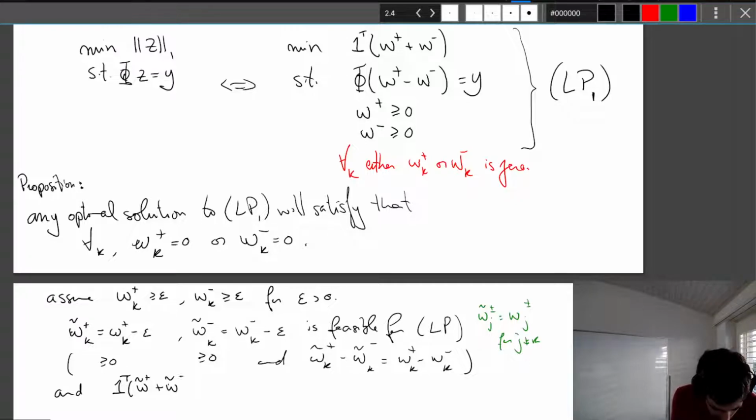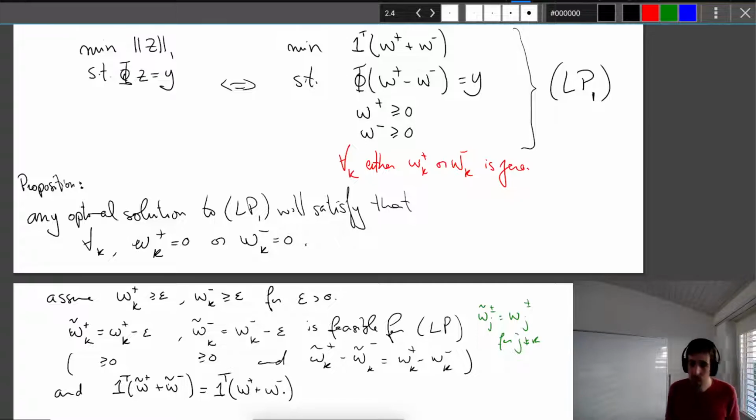And if I look at what happened here, this is equal to what it was before. This is the kind of thing that it's easier for you to just try than to watch me do it. I'm summing all the entries of this. All the other entries are the same. The entry in k changes, but what I'm reducing is 2 epsilon. So this is equal to this minus 2 epsilon. So it has a better objective.